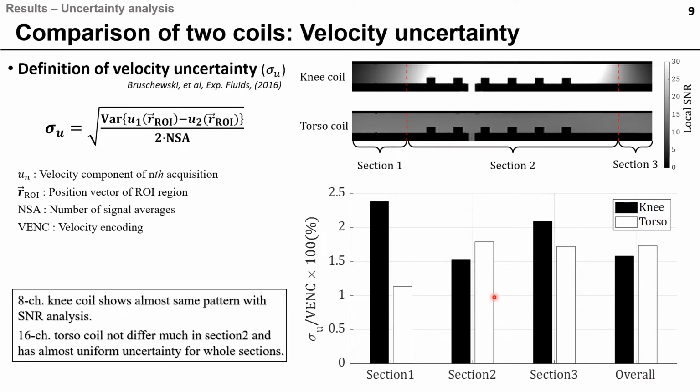And it also shows an almost uniform uncertainty distribution for the whole section, except section 1, which shows a much better uncertainty than the other regions.